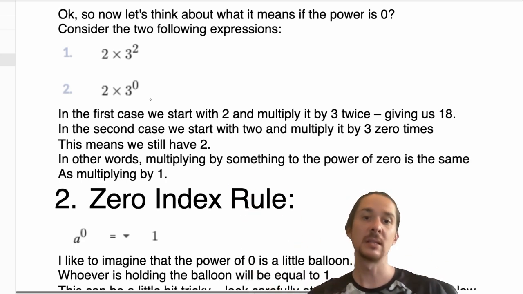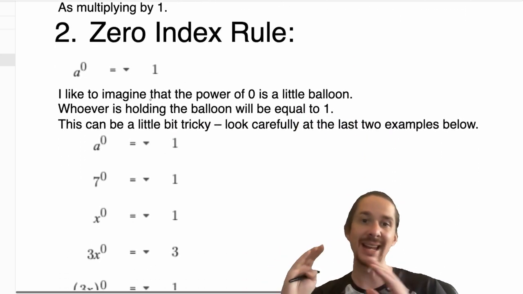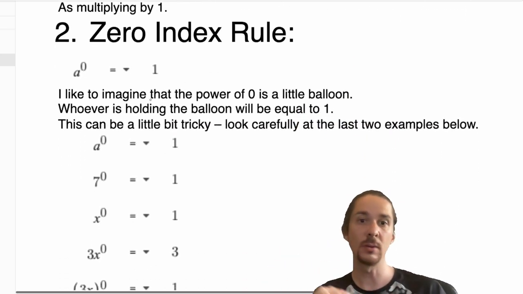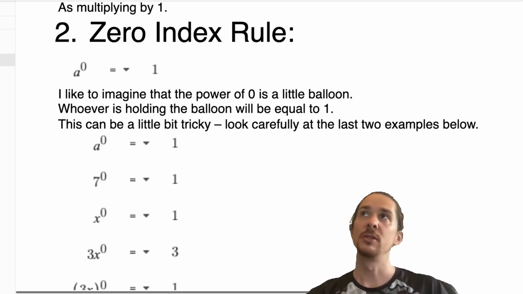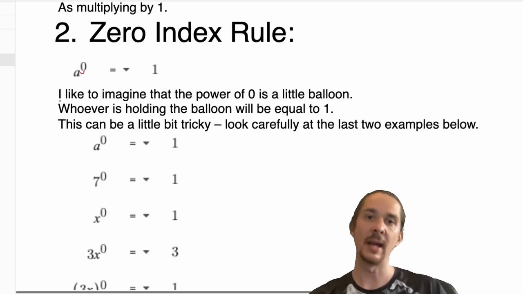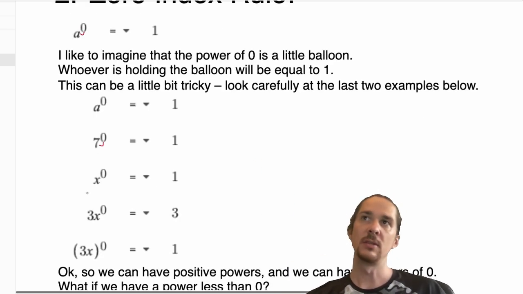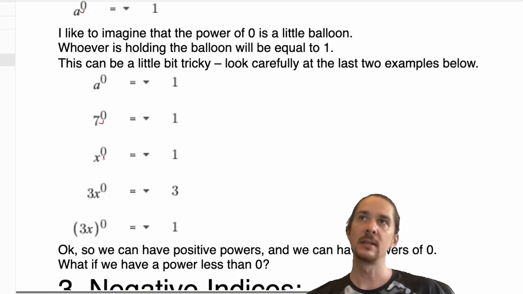And so this gets us into the second rule that I want to talk about today, which is that anything to the power of 0 is equal to 1. I like to imagine that the 0 is a little balloon, and in every question, someone is holding the balloon. So up there, a to the power of 0, a is holding the balloon. Here, 7 is holding the balloon. Here, x is holding the balloon.